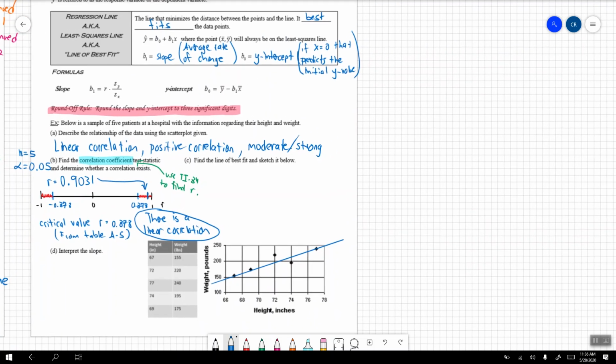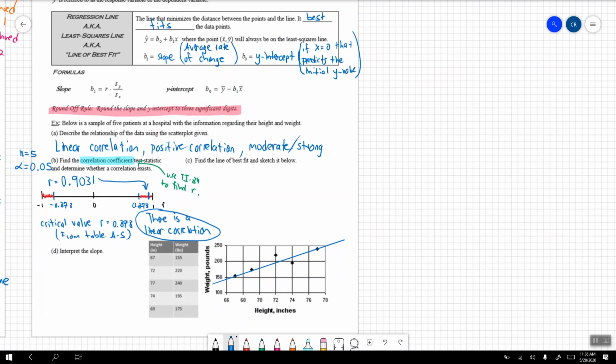Alright, and again, not just by looking at the picture, or not just by looking at the scatter plot, we want more mathematical representation behind it. And this is the math that goes behind it in part B, to be able to fully assert that there is some sort of linear correlation. Alright, perfect. Now, we want to find the line of best fit. So that is what we're going to be looking at next.